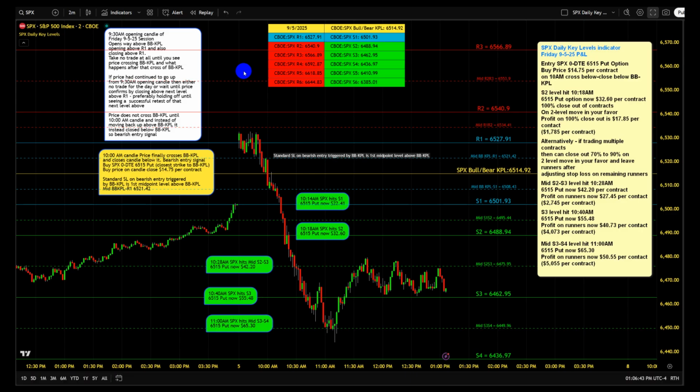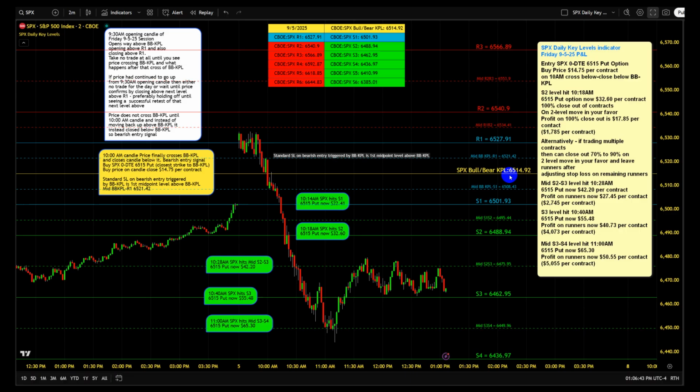Okay, so the way this indicator works is that at 9:30 a.m. Eastern Time, when the SPX CBOE index market opens, you will see the levels for today's session on your chart, starting off with the most important level, which is the SPX Bull Bear KPL, which stands for key price level. This is the indicator's Bull Bear key price level for today's session. So this would be bullish above and bearish below.